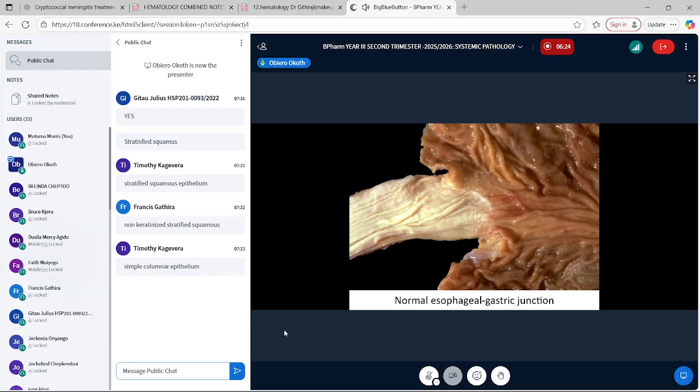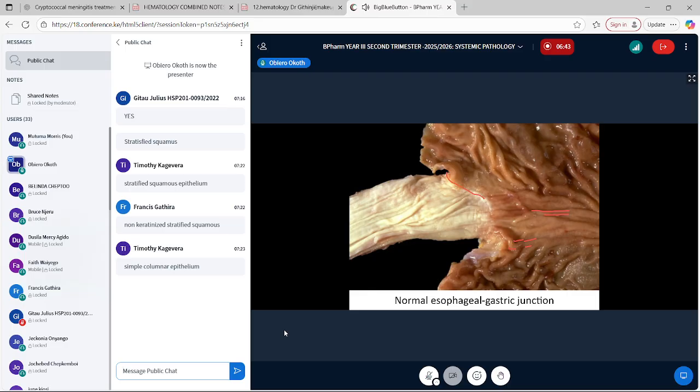This one is dry, it is pale white, not so mucoid. This one is velvety, it is mucoid, and it has rugae. These are what we call rugae.